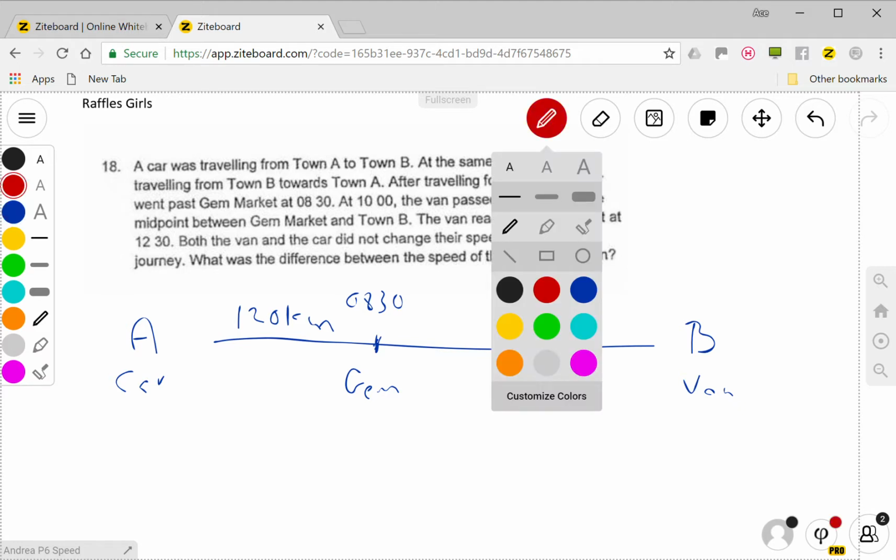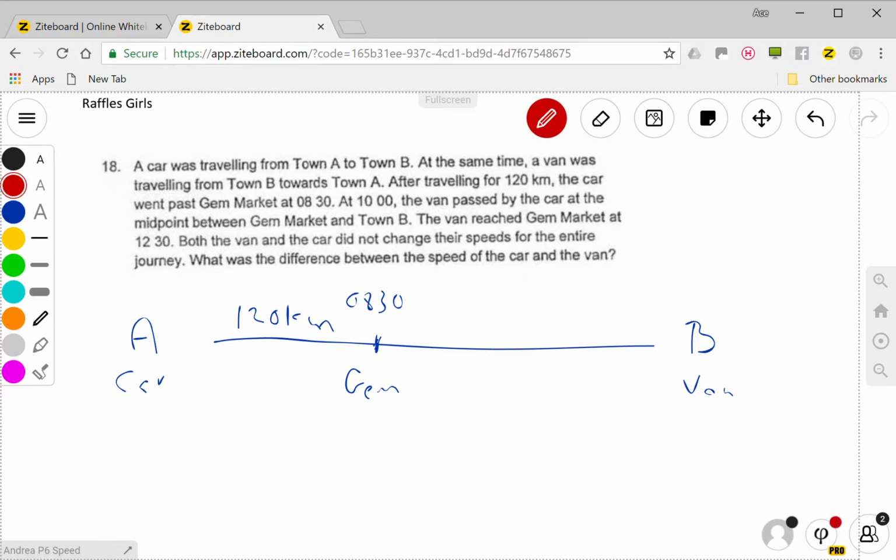Okay, so we have a midpoint. Let me use a red color. At 10, the van passed by the car at the midpoint. So let's say midpoint here. Okay, that's the midpoint. And the time here is at 10 o'clock. So the question is, the van reached Jam Market.